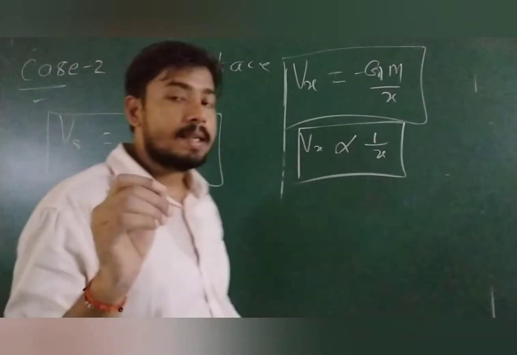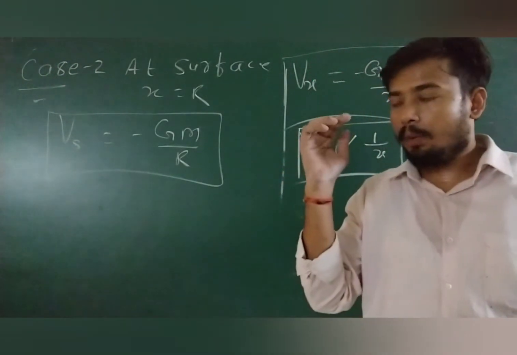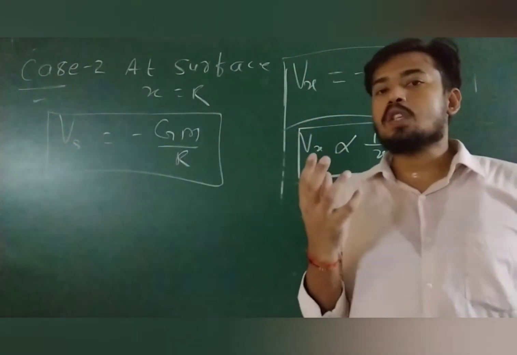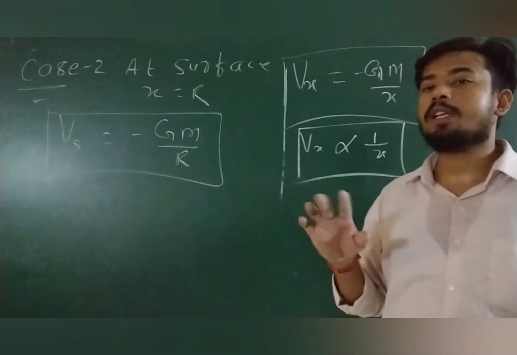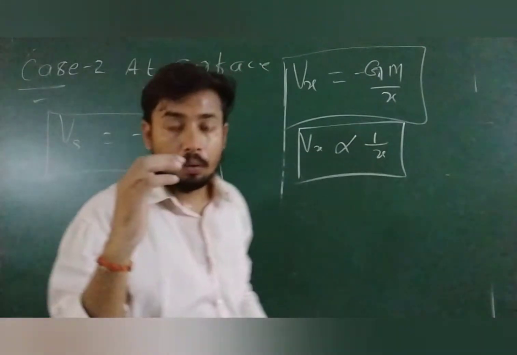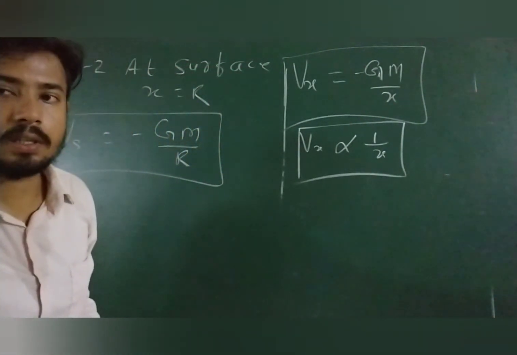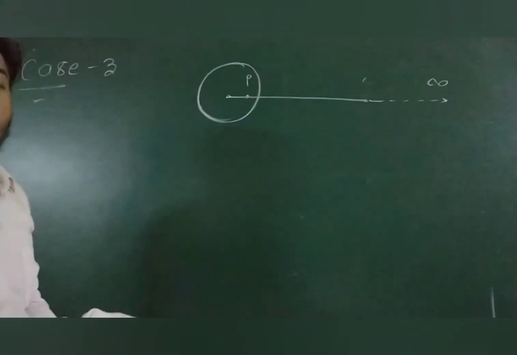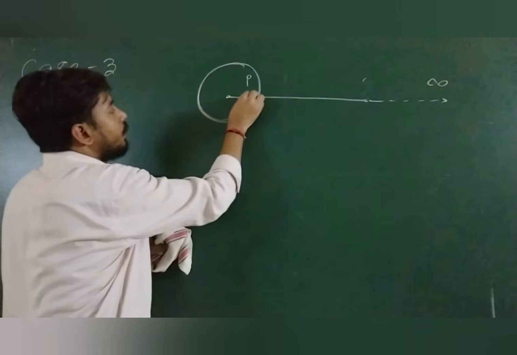Now we are going to discuss one of the important cases, the inside case. If you recall, in the case of a hollow sphere, the inside potential is constant, but here the potential will not be constant. So we are going to find how we can calculate it. Just see the process, case three.